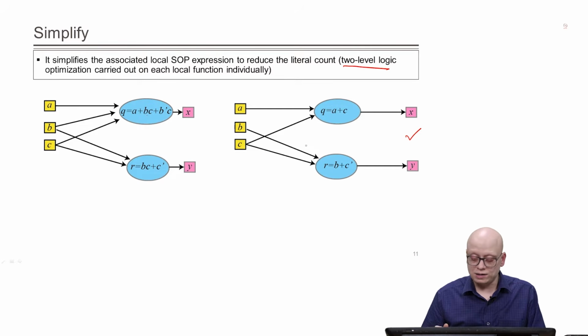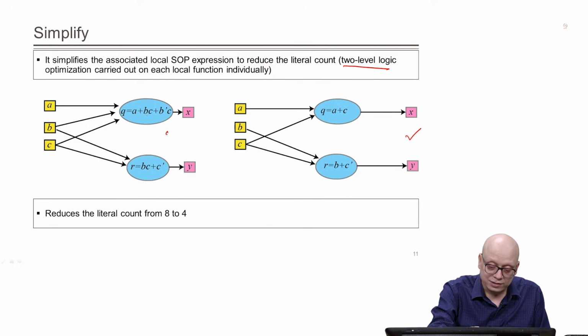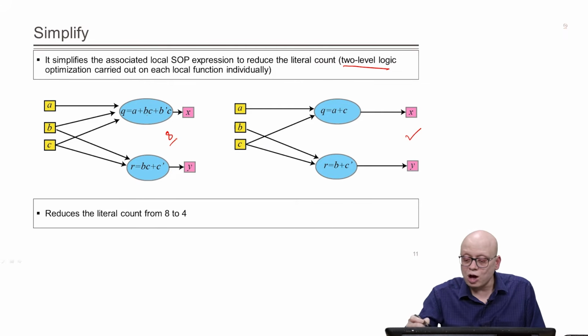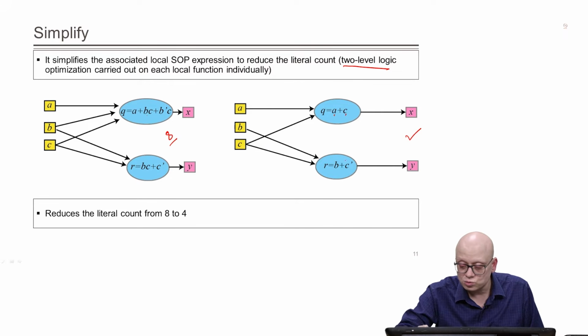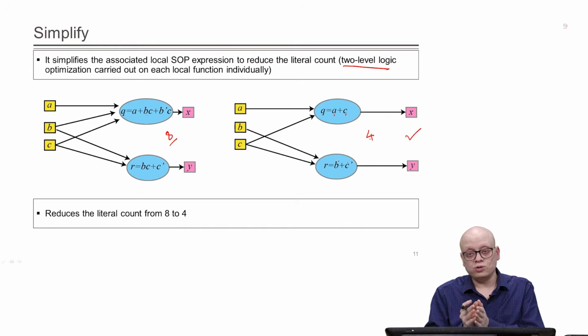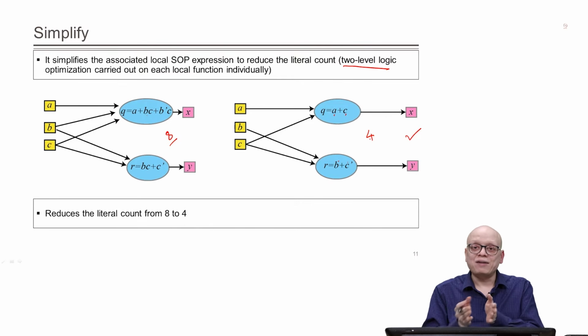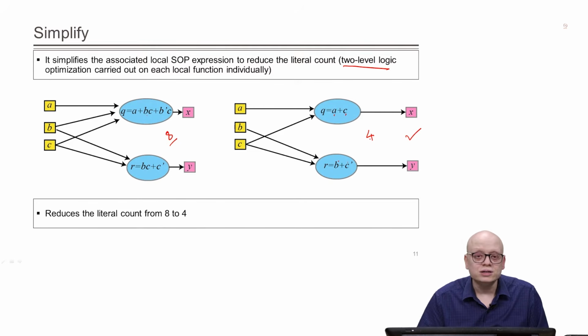As a result, what benefit do we get? Initially we had 8 literals, as we had seen earlier, right. Now how many literals do we have? 1, 2, 3, 4. So we have 4 literals instead of 8 literals. So the literal count has reduced from 8 to 4. So eliminate plus simplify have given us a reduction in the literal count.